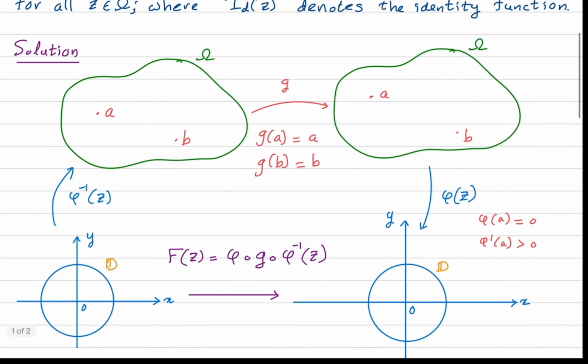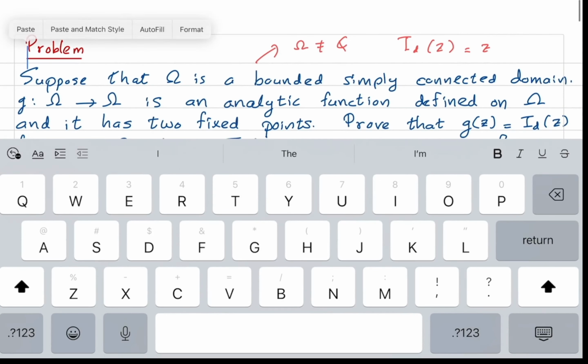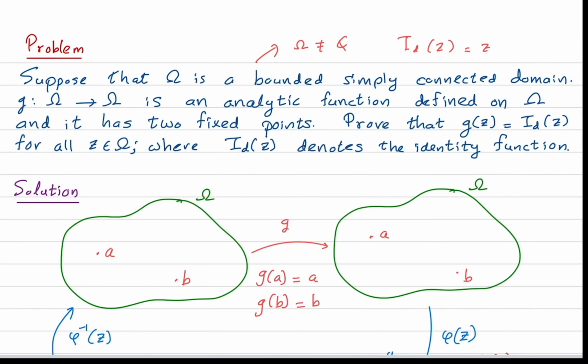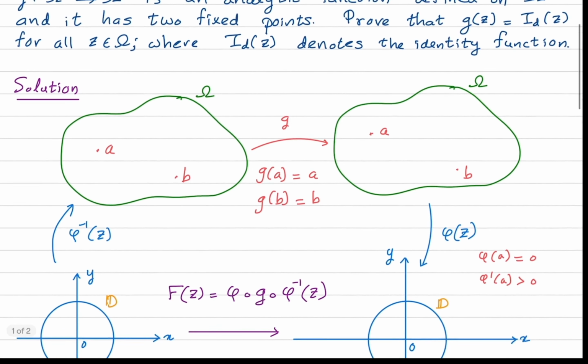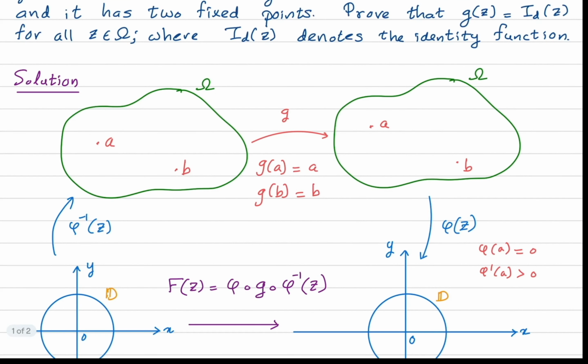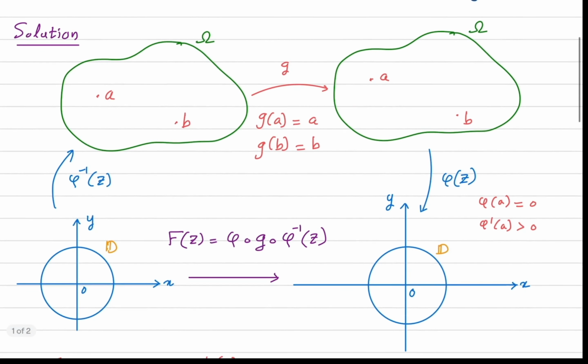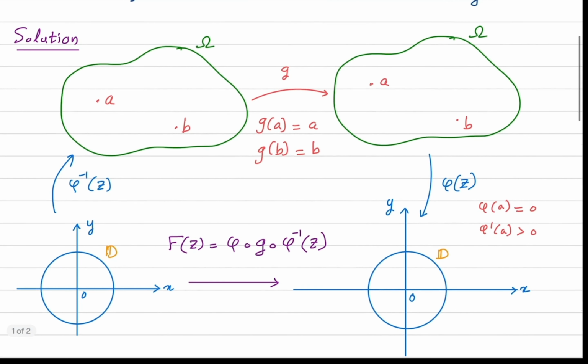So phi is a conformal map that maps this domain omega onto the unit disk. And this map is unique if I map A to 0 and if the derivative of phi at A is positive. Instead of A, I can pick any point, but in this case, I'm going to select point A, because it is kind of an important point for me. So this phi would map A to 0, and I can define the inverse of phi. So the inverse of phi maps 0 to A.